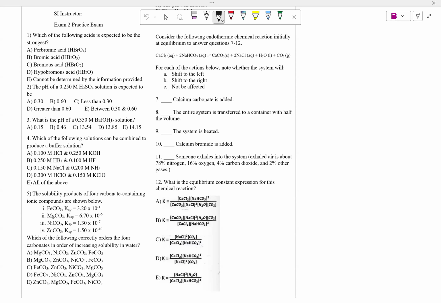Quick question. To find the H plus concentration, it's 10 to the negative pH. So to find the OH minus concentration, it's equal to 10 to the negative... 14 minus pH. So it's just 14 minus pH in the exponent.